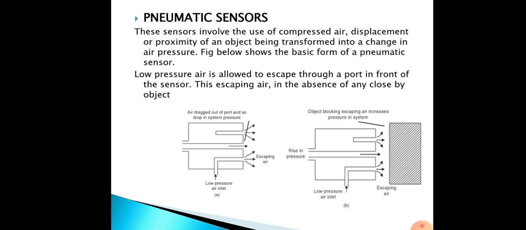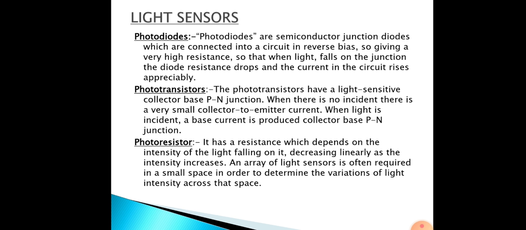The next one is light sensors. So what all will be there? The first one is the photodiode. Photodiodes are semiconductor junction diodes which are connected into a circuit in reverse bias. They are connected in reverse bias, so they will be giving very high resistance. Okay, so when the light falls on the junction diode, resistance drops and the current in the circuit rises. When the light will fall on it, the resistance will be less, so the current will flow. When the light will not fall on this photodiode, the resistance will be high and the current will not flow. Okay, in this manner this photodiode will work.